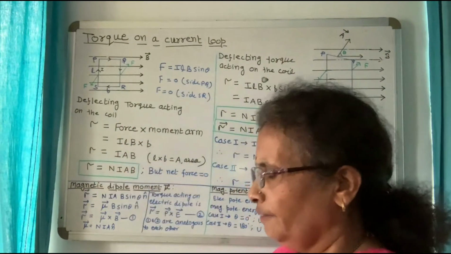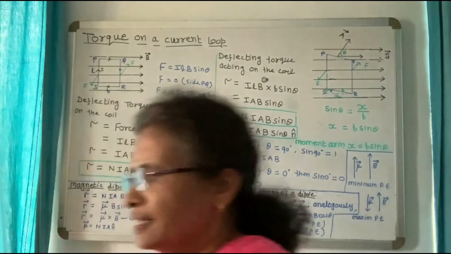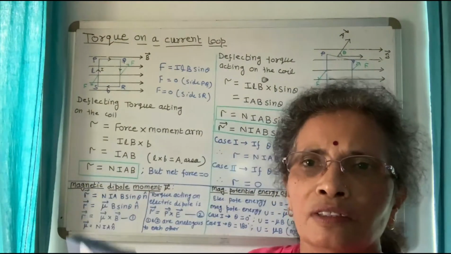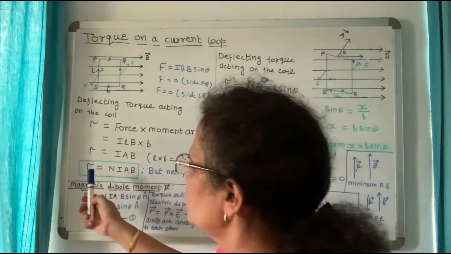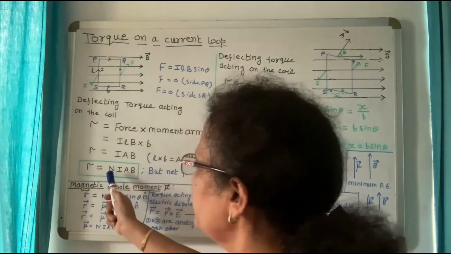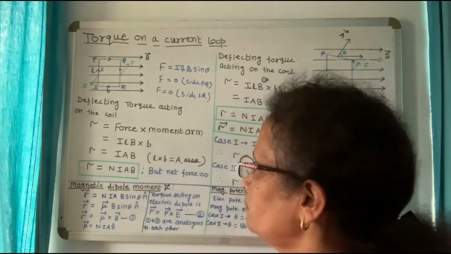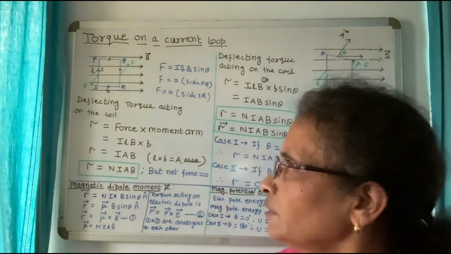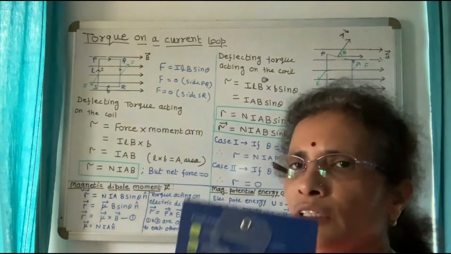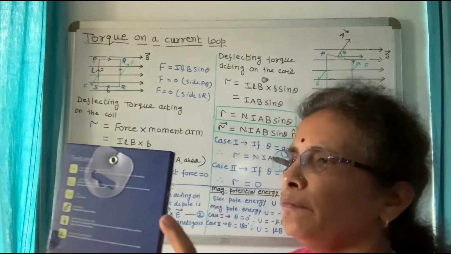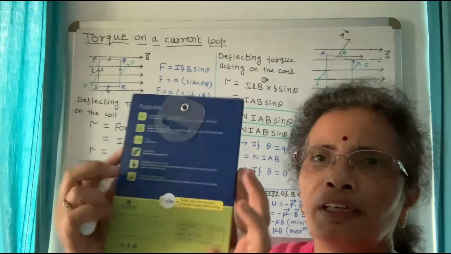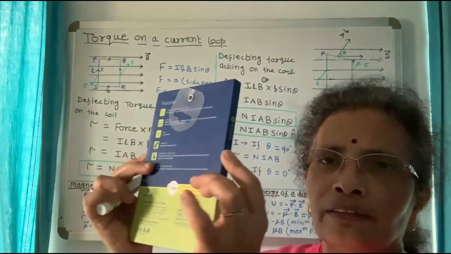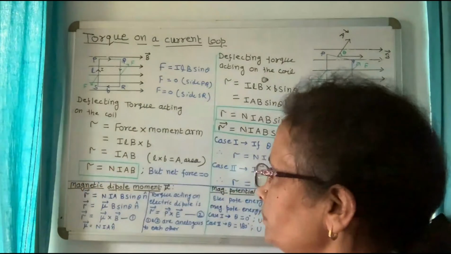If the coil has n turns, if n wires are wound on this frame, so the number of turns is N, the torque produced is equal to NIAB. But here the net force is 0, so there is no linear displacement of the coil, but because of the torque, the coil will get deflected about the axis. So deflection will be produced in the coil.